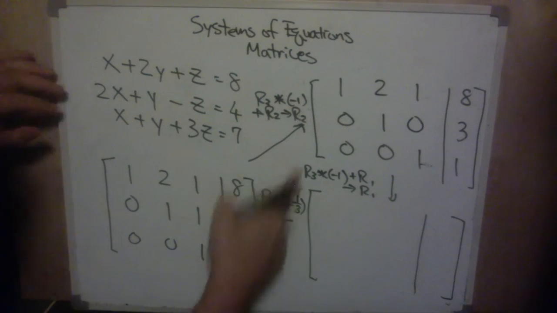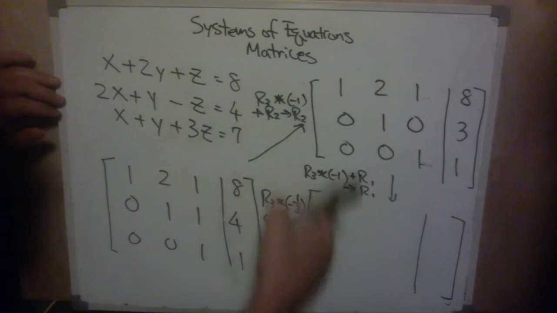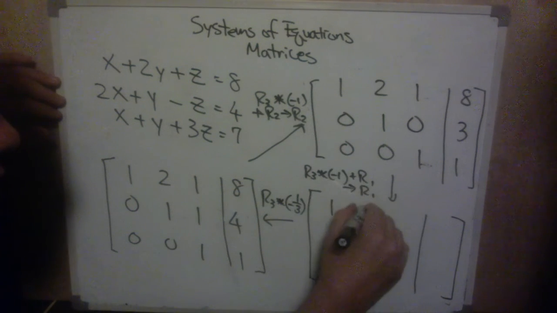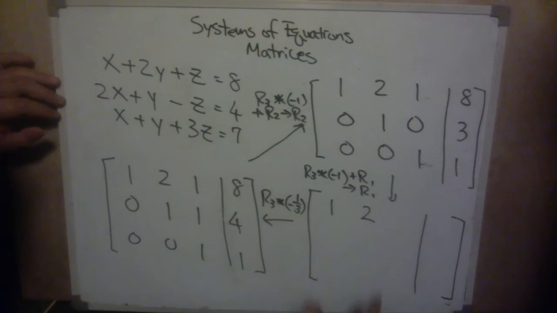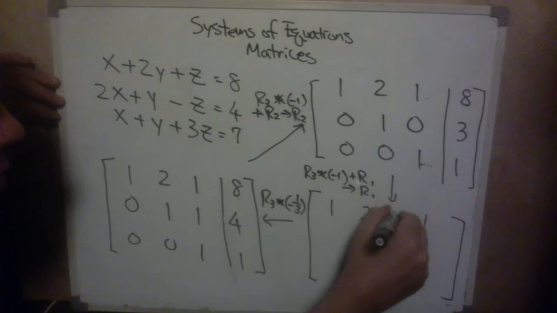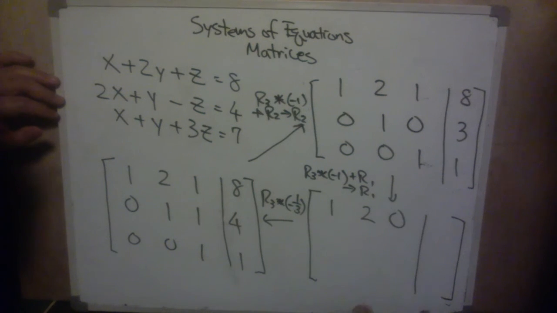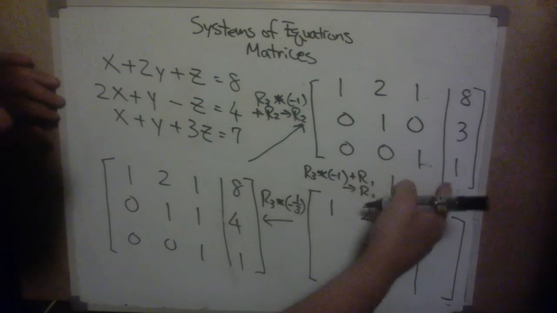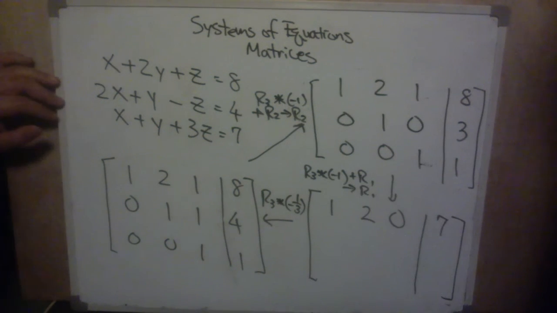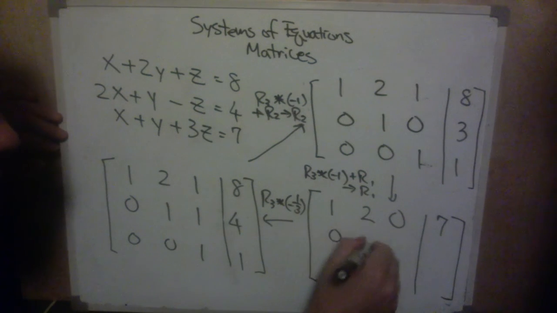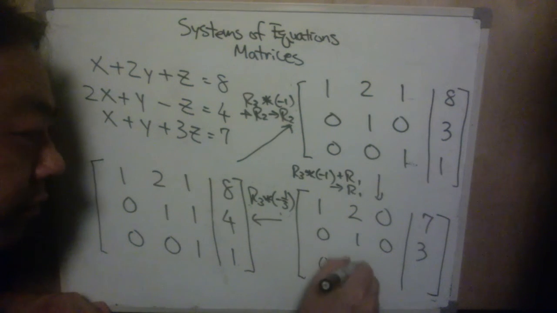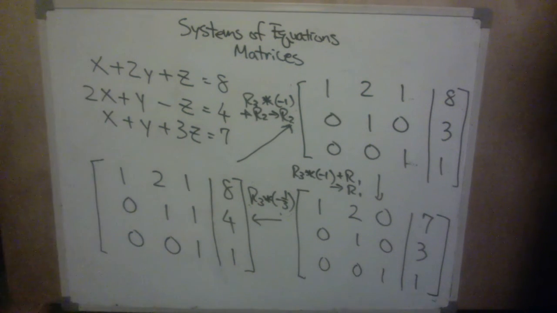So 0 times negative 1, that's 0, plus 1, that stays the same. 0 times negative 1, that's 0, so that stays the same. 1 and 2 stay the same. 1 times negative 1, that's negative 1. Negative 1 plus 1, that's 0, and that's what we want. 1 times negative 1, that's negative 1. Negative 1 plus 8, that's 7. So that's good. Row 2 stays the same. Row 3 stays the same: 0, 0, 1, 1.